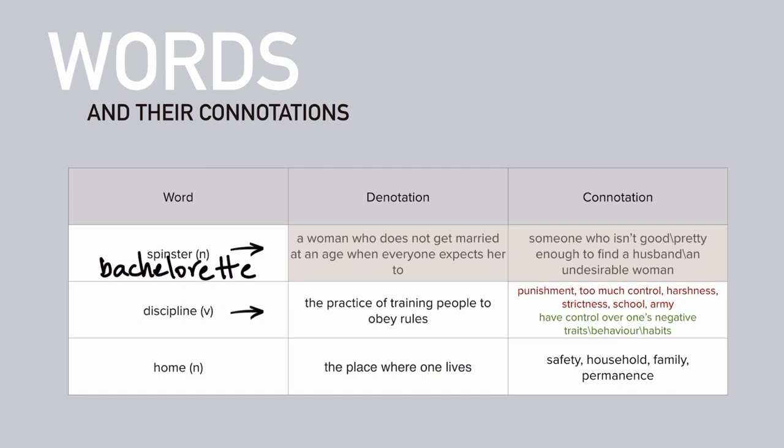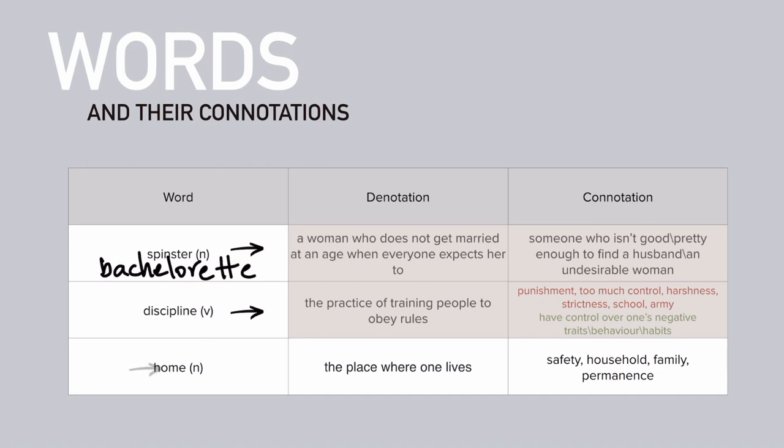The next word is the verb discipline, and the denotation is the practice of training people to obey rules. It's got both positive and negative connotations. We're going to look at the negative ones first in red. Punishment, too much control, harshness, strictness. One might think of school or the army. The positive connotations are to have control over one's negative traits, overcoming weaknesses, for example, and bad behavior or habits. Okay?